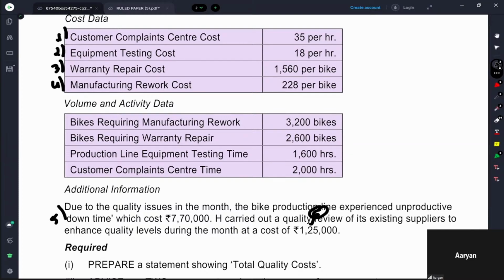And once you're done, beta, please communicate with the abbreviation. For prevention, you can write the alphabet P, appraisal for A, and line wise. No need to write down the point. Just simply write down in the sequence. I will understand the same.